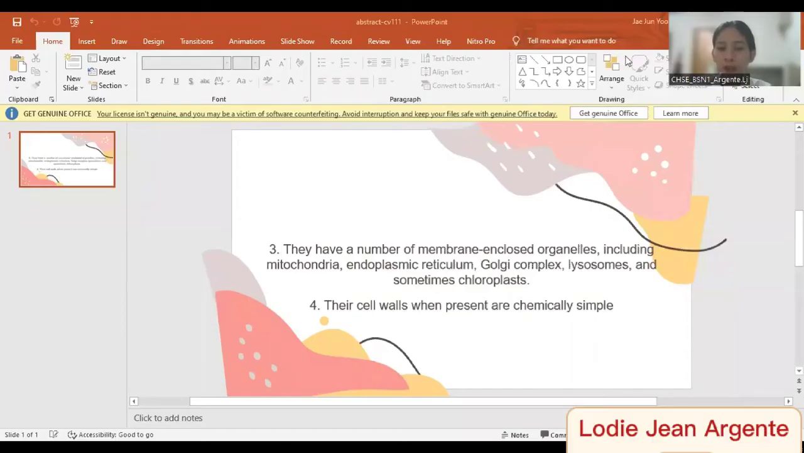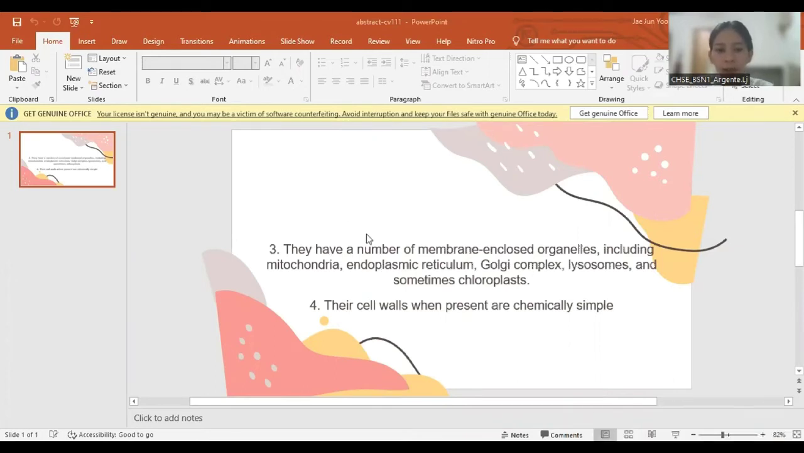Good afternoon, everyone. I am Luligin Argente. I am going to discuss the characteristics of eukaryotes. So let's proceed. They have a number of membrane-enclosed organelles, including mitochondria, endoplasmic reticulum, Golgi complex, lysosomes, and sometimes chloroplasts.